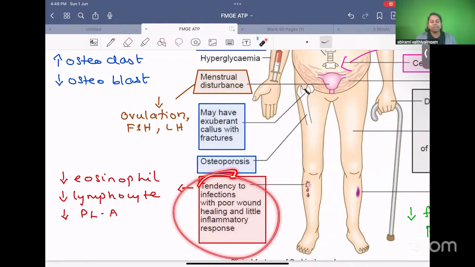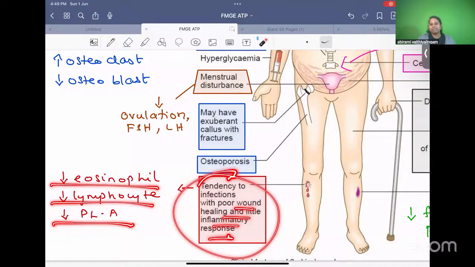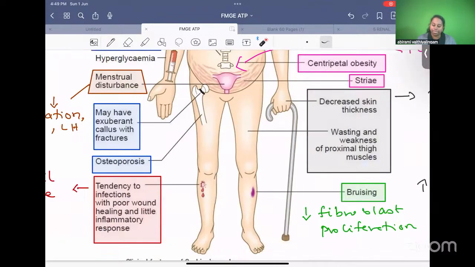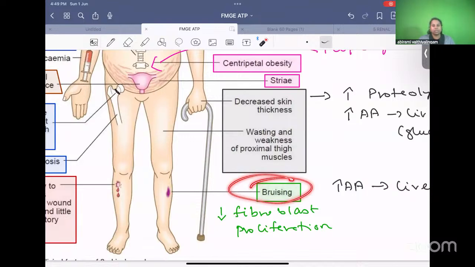Cushing syndrome patients have tendency for infection, poor wound healing, and poor inflammatory response. Why is inflammatory response poor? Because all inflammatory mediators are decreased by cortisol. Inflammatory mediators like eosinophil, lymphocyte, phospholipase A, all these are suppressed by cortisol. Cushing syndrome patients have bruising because cortisol suppresses fibroblast proliferation. Only if fibroblasts are proliferating will you have proper wound healing. If fibroblast is not proliferating, there are unhealed wounds on the skin, that is called bruising.